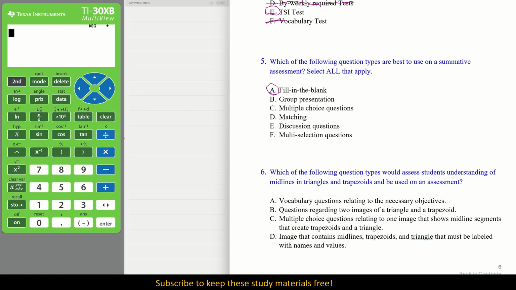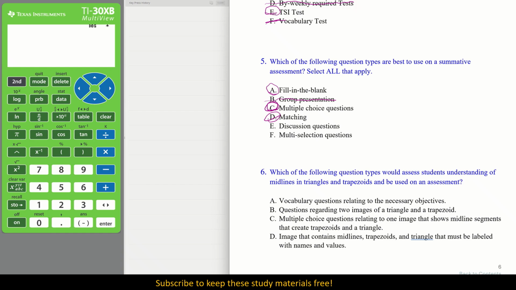Let's look at B. Group presentation. No, not on a summative, and that doesn't really focus in on an individual student. Let's see. Multiple choice questions. Obviously, those are used on all high stakes type tests, summative tests. Let's see. Next one, matching. Yeah, absolutely. There's nothing wrong with that. That's a good one.